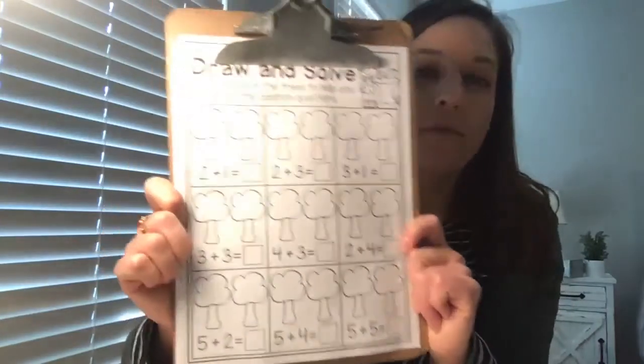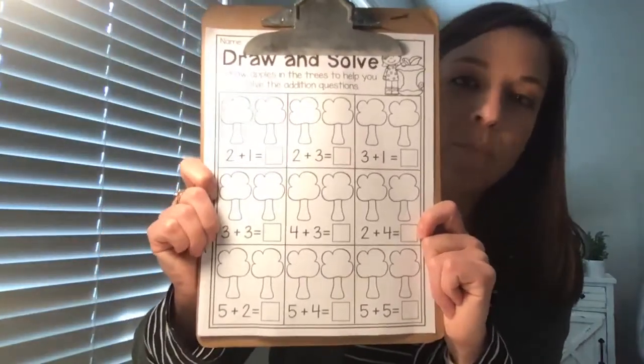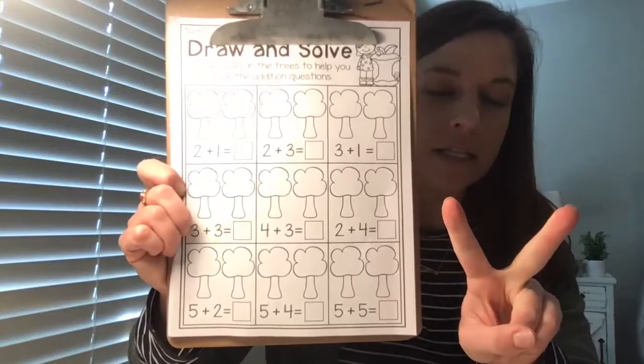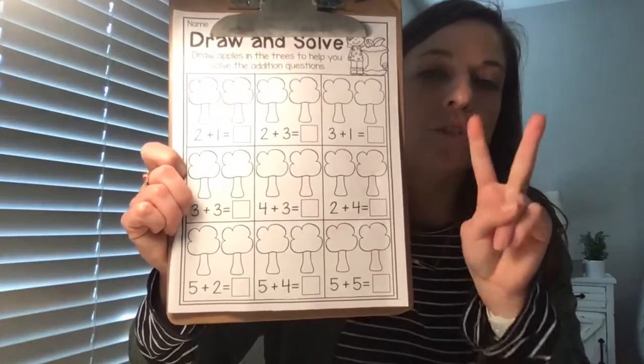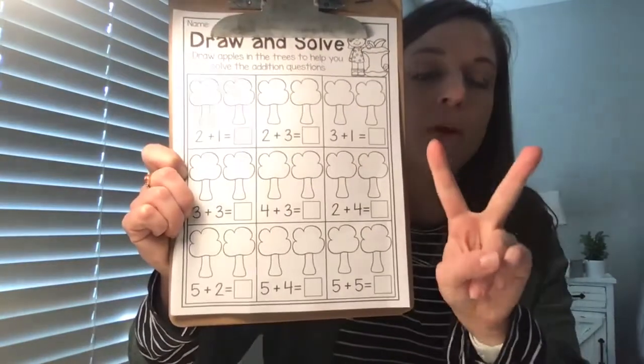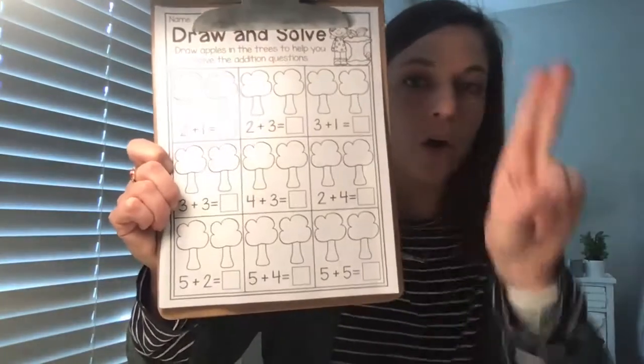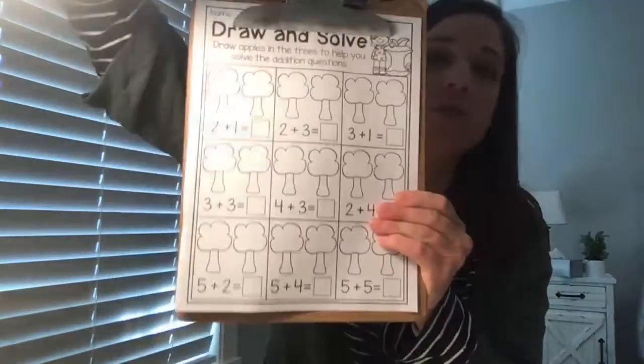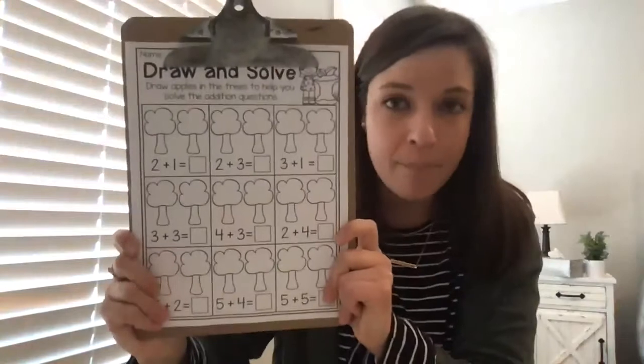Now, we're going to look at the first one together, but notice in each box there are 2 trees. So we have 2 trees to show that there are 2 groups that we're going to put together to see how many there are all together. Our directions told us that we're going to add groups of apples.